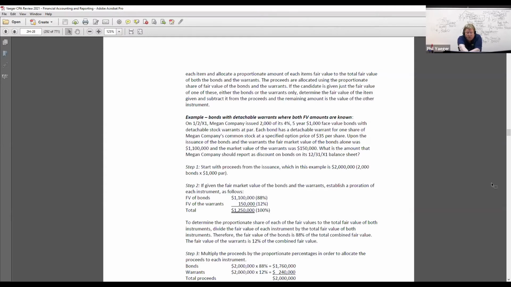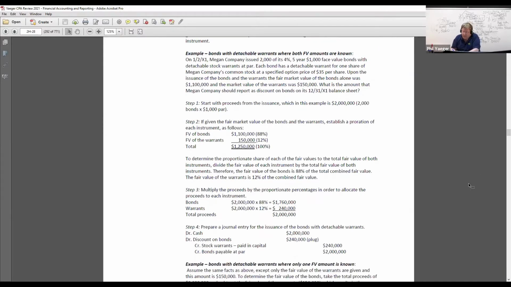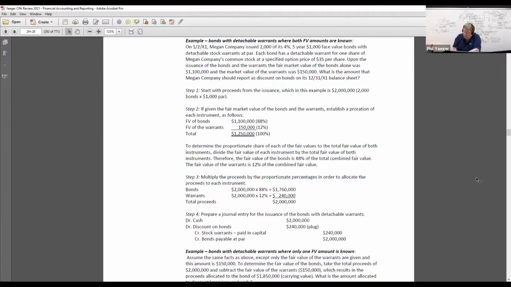What's the fair market value of the warrants? 150,000. So the fair market value of the bonds is 88% of the proceeds, and the fair market value of the warrants is 12% of the proceeds. So in step 3, we take the proceeds of 2 million and multiply it by 88%. That's how much of the proceeds will go to the bonds, 1,760,000, and 12% of the proceeds will go to the warrants.